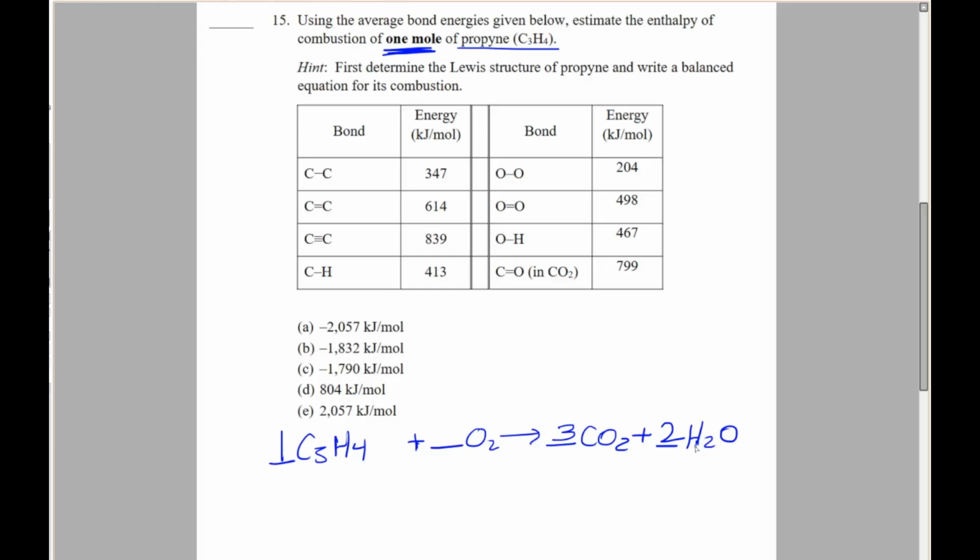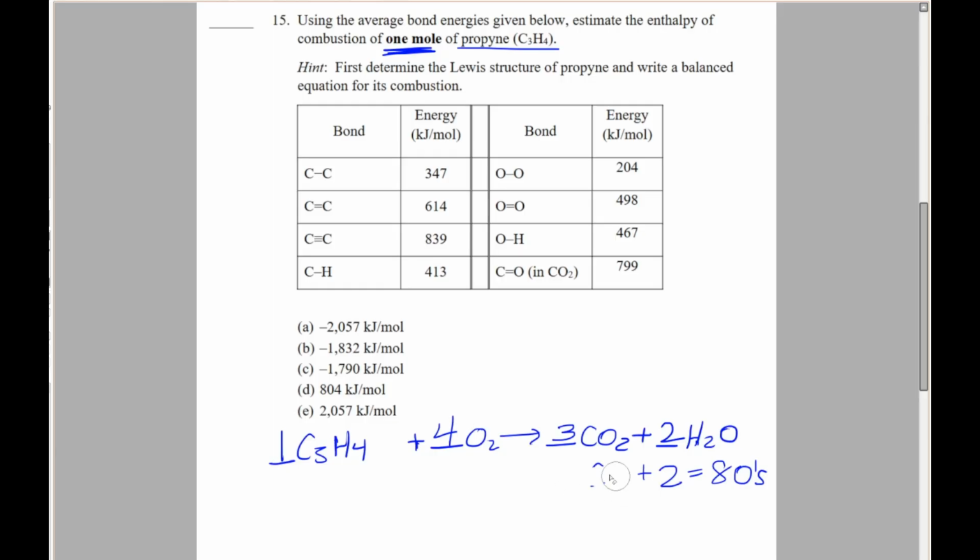And lastly, we have oxygen. On this right side, we have 3 times 2, or 6 oxygens from CO2, and then 2 times 1, or just 2 oxygens from the H2O. So that gives us 8 oxygens total. We need to make that match on the left side as well. So 4 times 2 is equal to 8, so we can just write 4 in front of the O2.